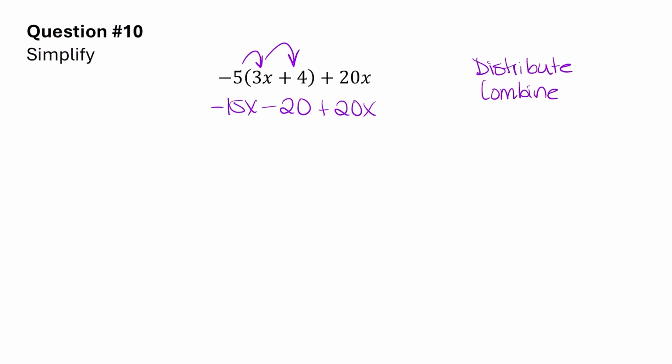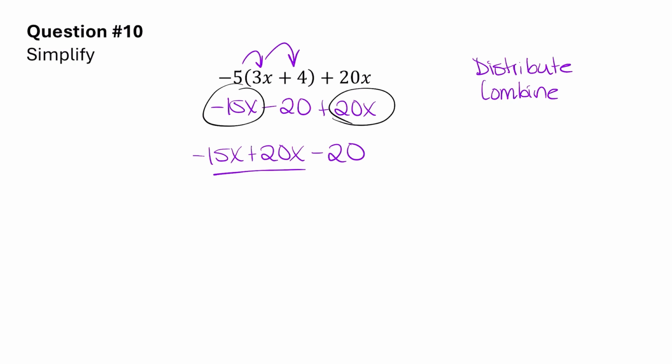Now I can combine my like terms. My like terms are going to be my x terms, so I'm going to go ahead and put them together. So I have negative 15x plus 20x, and then my minus 20. Negative 15x plus 20x is going to give me 5x, so 5x minus 20 is the fully simplified form of this expression.